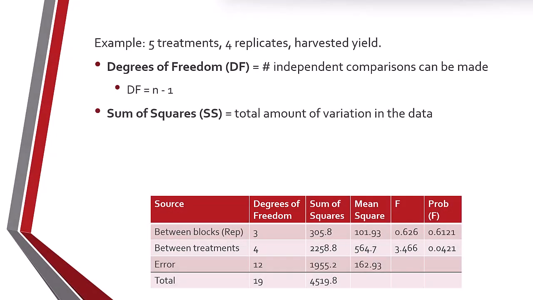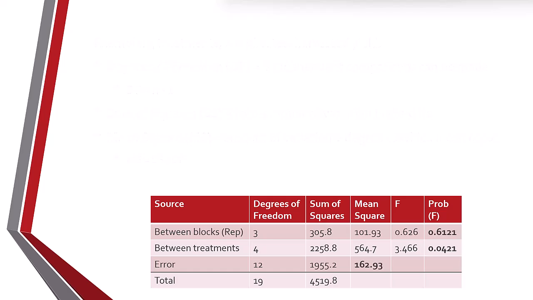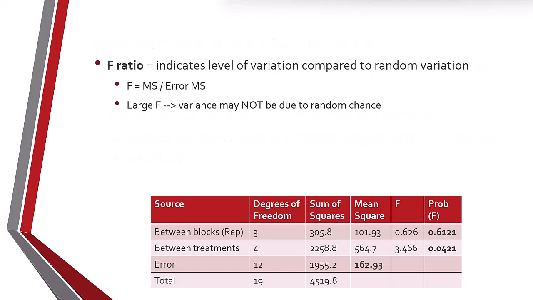The sum of squares represents the amount of variation in the data, split up into each source listed in the table. The mean square is the sum of squares divided by degrees of freedom. We are taking the amount of variation and dividing it by the degree to which it can occur. Then we calculate an F ratio, which indicates the level of variation from that source, compared to random variation. The larger this ratio is, the more likely that variance from this source is not due to just random chance.